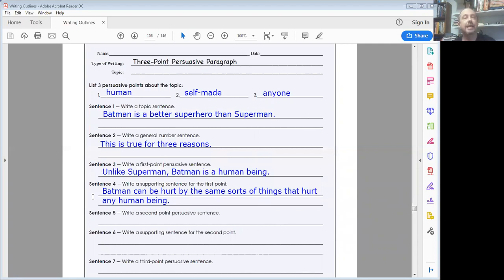And then what I do is I continue this process, right? I do the same thing for my second point persuasive sentence. I do the same thing for my third point persuasive sentence, which continues down on the outline. Okay, so my second point persuasive sentence is Batman is a self-made man, and then I could talk about how he has improved himself, right? And then my third point persuasive sentence: anybody can be like Batman because anybody can use their gifts and work hard and help others with the things that they have and the things that they have learned, right?